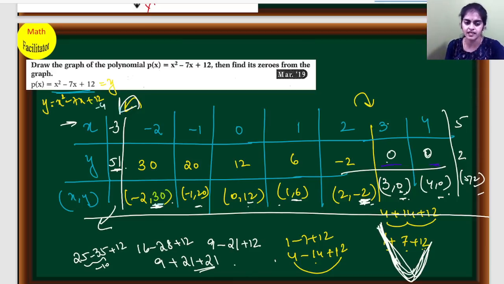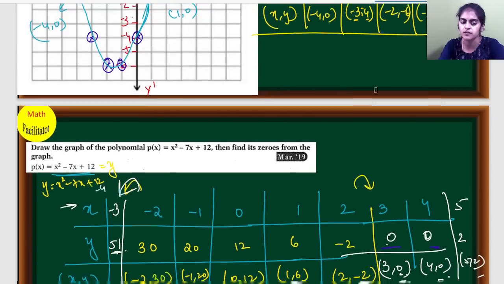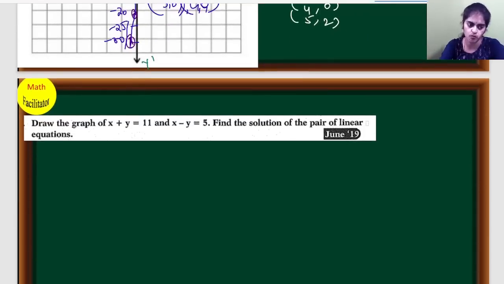So coming to the other side, you have 3, 0 as 0. Okay, if I'm taking x3, x3 and x4, it is 0, 0. And again, you can see it's an increasing curve. So that's how you can observe and find the table of values.